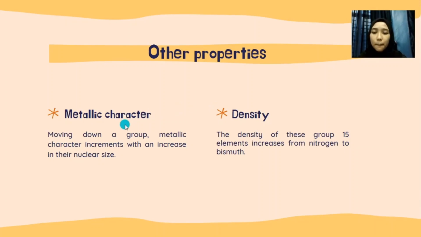Moving down a group, metallic character increases with an increase in atomic size. The density of group 15 elements increases from nitrogen to bismuth.